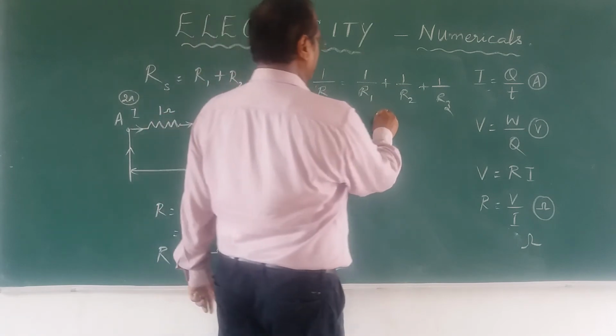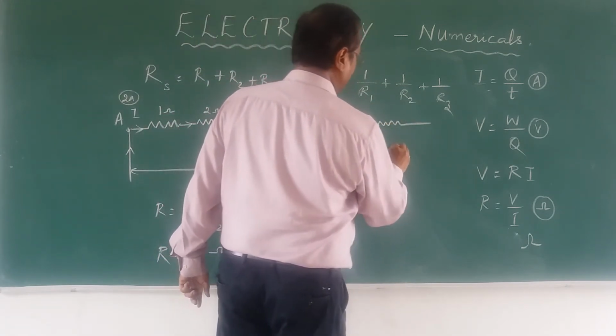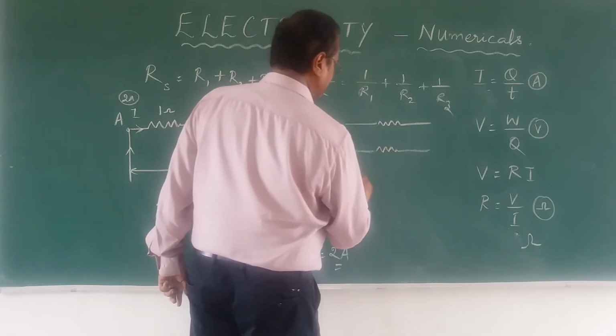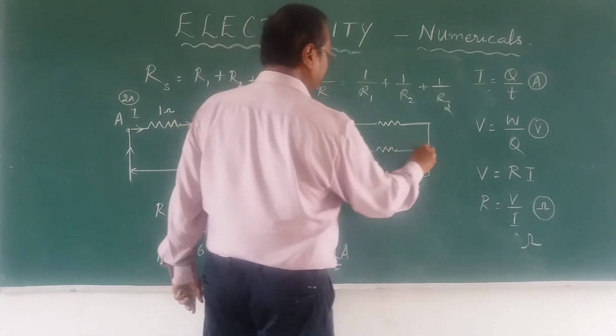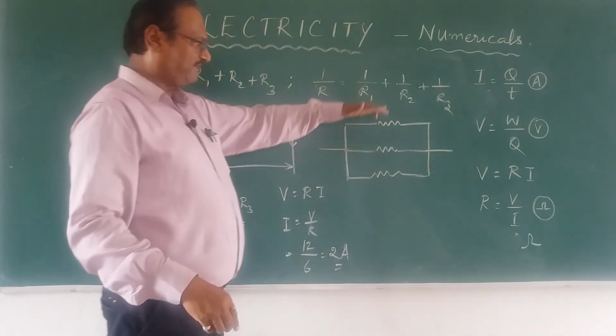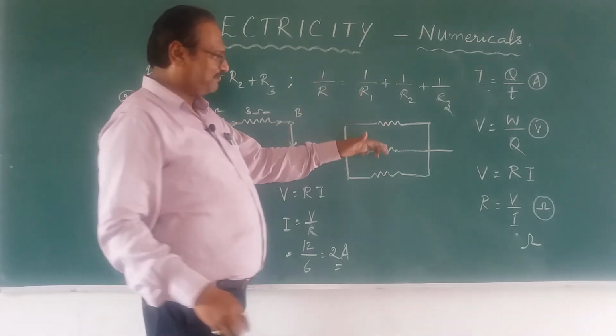Now I take the same 3 resistors. Let me take resistor 1 here, and another resistor 2 here, and another resistor 3 here. They are going to be connected in parallel, one after the other. Here they are all in series and here they are all in parallel.